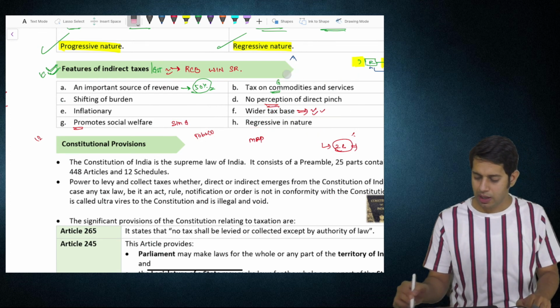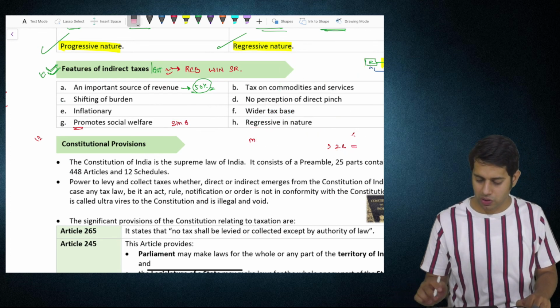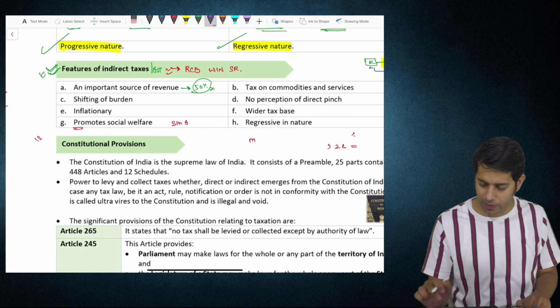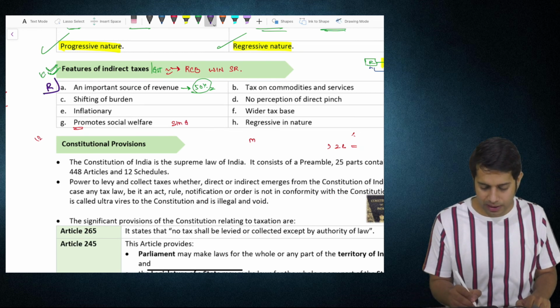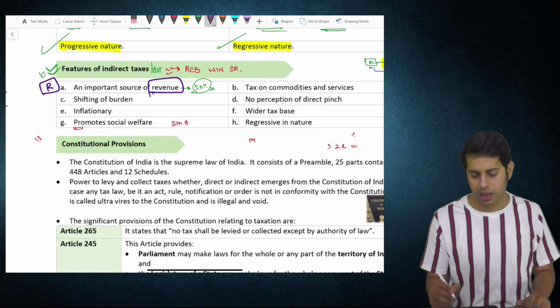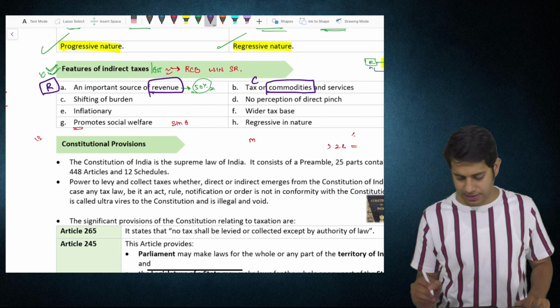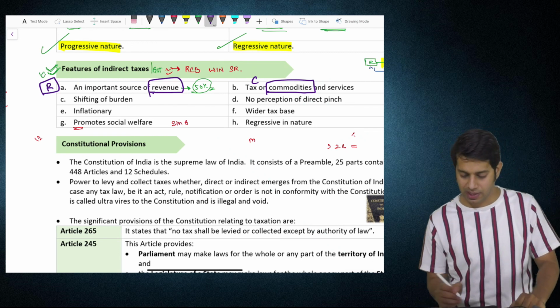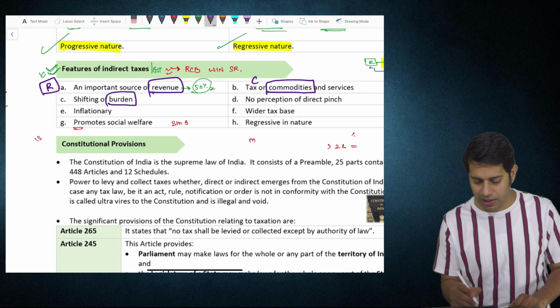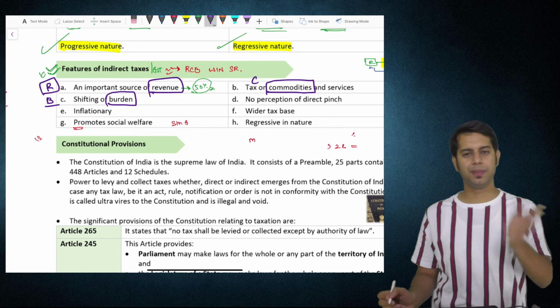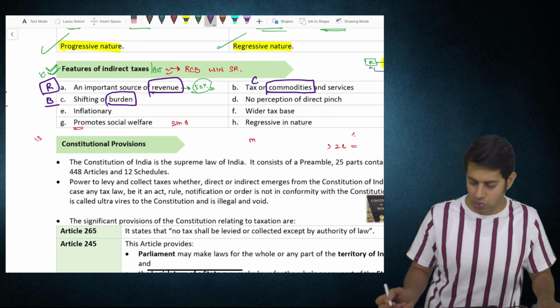R for what, sir? Indirect tax is an important source of revenue to the government. C for it is a tax on commodities and services. RC. B for there is a shifting of burden happening. That burden of taxes is shifted from one person to another.